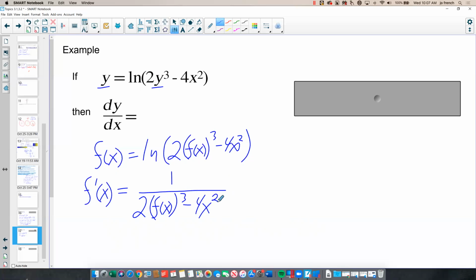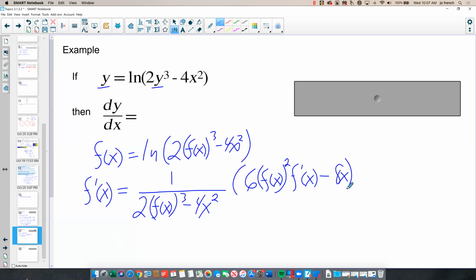But then I multiply by the derivative of that expression, the derivative of the inside of the natural log. So here, the first term is 2 f of x cubed. I'm going to apply the chain rule here and the power rule. Bring down the 3, and I get 6 f of x squared, because I leave the inside alone, but then I multiply by the derivative of the inside. And then minus the derivative of the second term, which is just 8x.